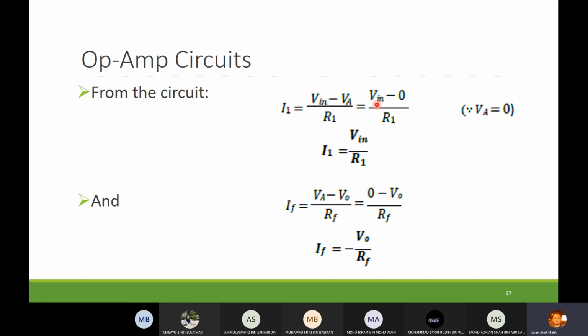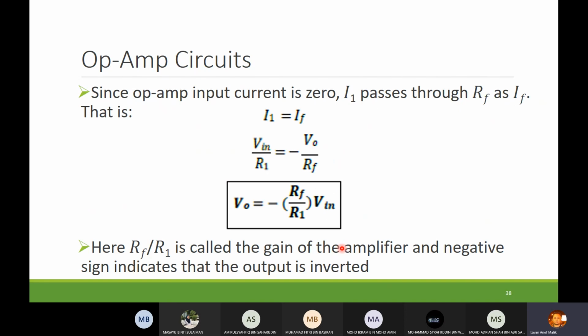Above is the derivation, but I directly take the output equation. Since the op-amp input current is 0, I1 passes through RF and IF. That is, IF is equivalent to I1. So Vin over R1 equals negative V0 over RF. So V0 is equivalent to negative RF over R1 multiplied by Vin.